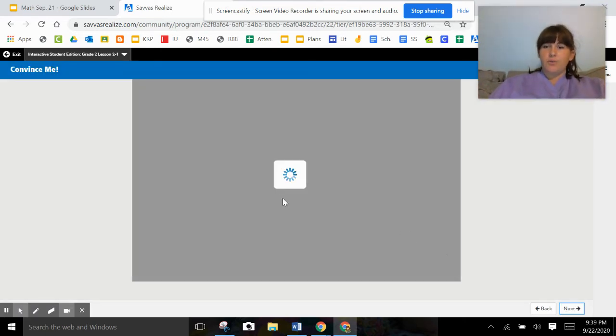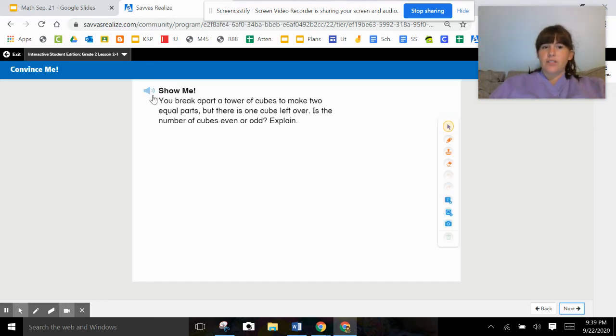you guys have now. And the cool thing about this is you'll find the first few pages have these little speaker boxes that will read the problem to you. So click on those, listen to what it has to say, and then use your virtual tools to help you solve this. So this one just gives you a problem where you have a tower of cubes and you break them apart and they give you two equal parts, but there's one cube that's just hanging out. And that cube still counts, whether or not that number is even or odd. So use the stamps that you guys have over there for your connecting cubes to help you solve that equation.